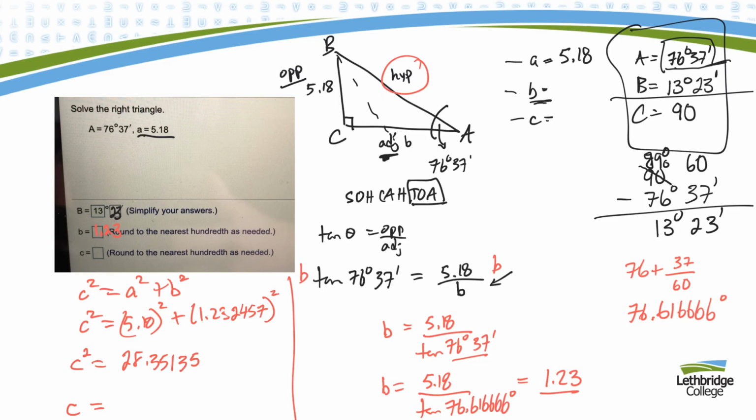So let me put a square root sign in there. Square root of 28.35135 comes out to 5.32459, but I need to round it to the hundredth, so that's that place there, so 5.32. That'd be my value for C.